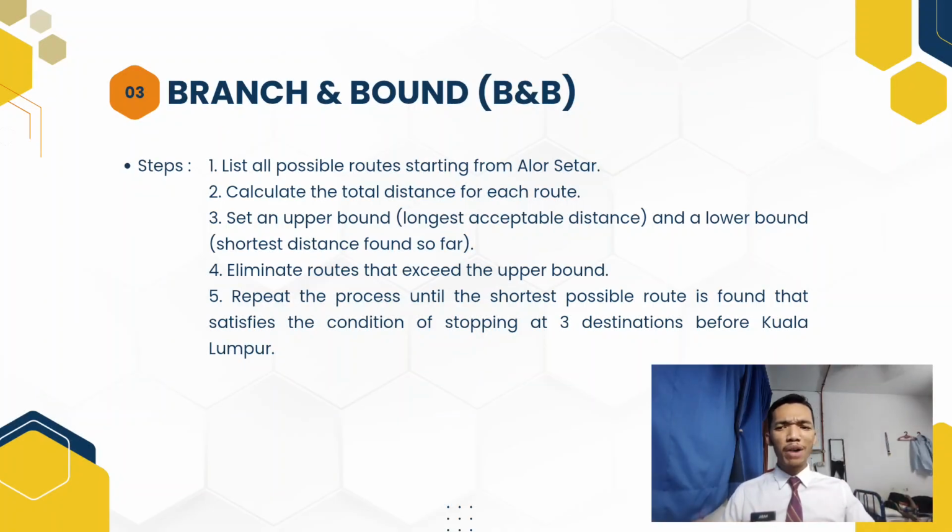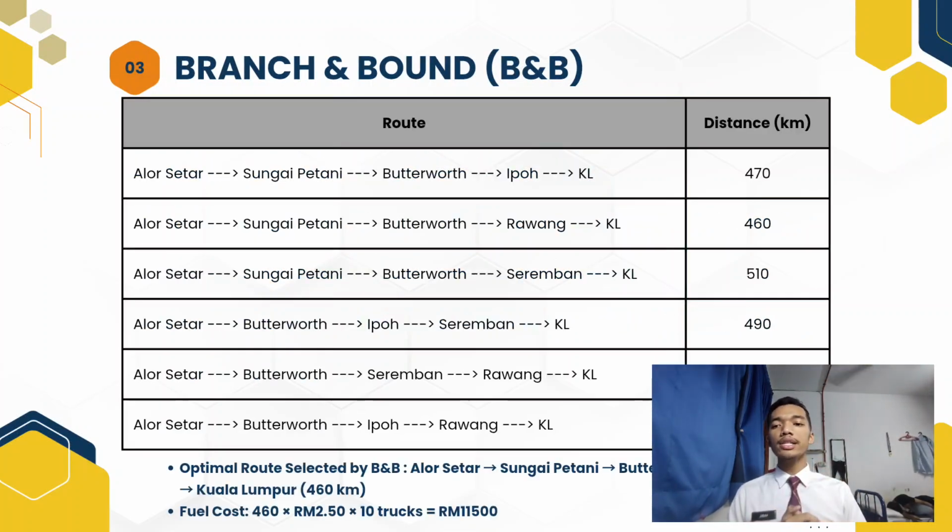So guys, branch and bound, or BNB, is a rigorous, systematic method that involves exploring all potential routes while eliminating those that are not promising. Here's how it works. For the first step, we enumerate all possible routes that start at Alor Setar and include at least 3 stops before reaching Kuala Lumpur. For the second step, for each route, we compute the total distance.